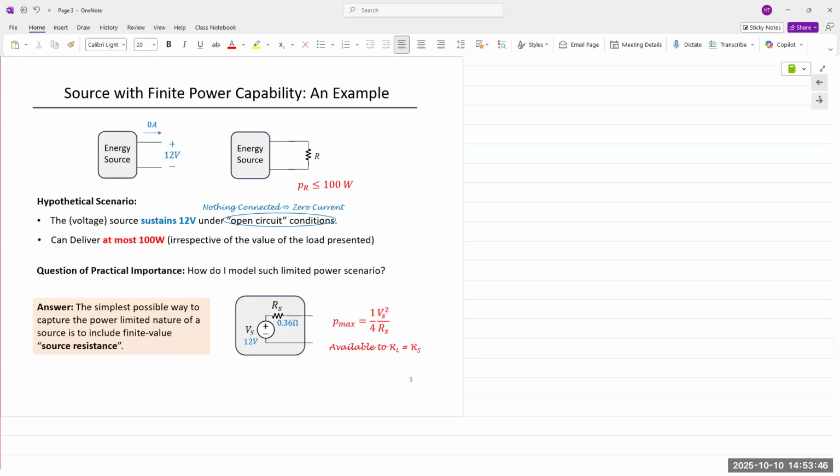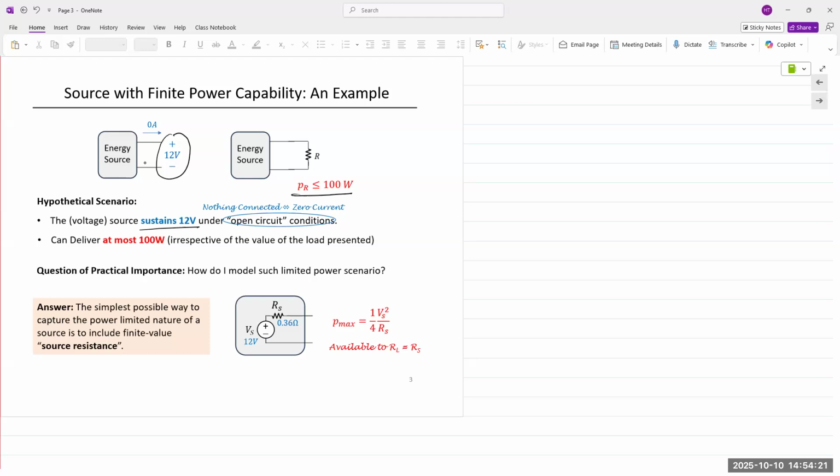So let's take an example of an energy source. That energy source can supply 12 volts at its terminals, and its practical power rating, PR, is less than or equal to 100 watts. So it's like any other laptop adapter. You have a laptop adapter or a battery charger for your phone. Those have power limitations, power ratings. So let's say this is a laptop adapter. It can only supply 100 watts max. So it sustains 12 volts, meaning it supplies a maximum of 12 volts and a maximum of 100 watts.